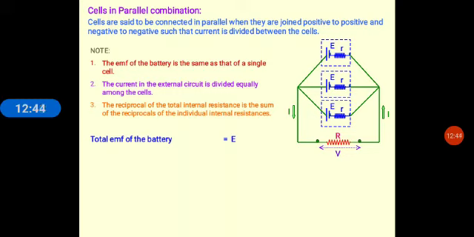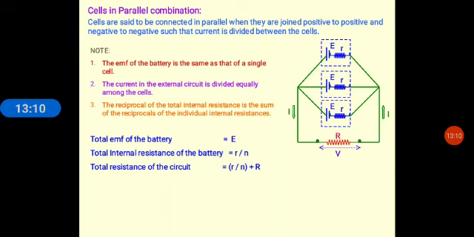In case of parallel combination of cells, the total EMF of the battery is equal to the EMF of each cell. The total internal resistance of the battery is equal to the ratio of the internal resistance of each cell to the total number of identical cells connected in parallel, r/n. And the total resistance of the circuit is given by the total internal resistance of the battery and the external resistance connected across the combination.